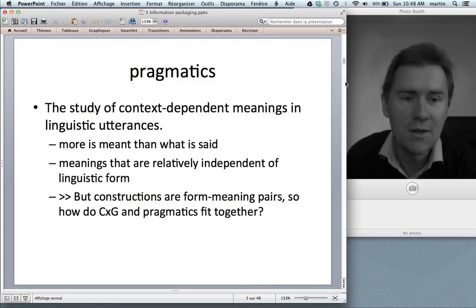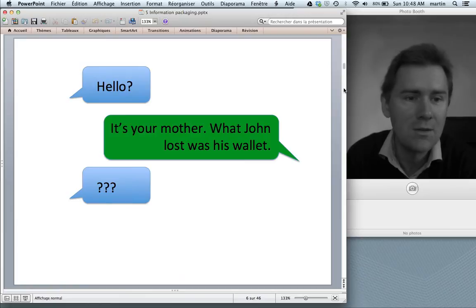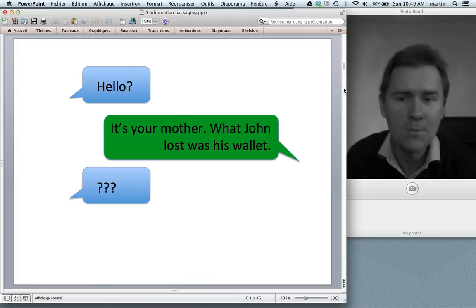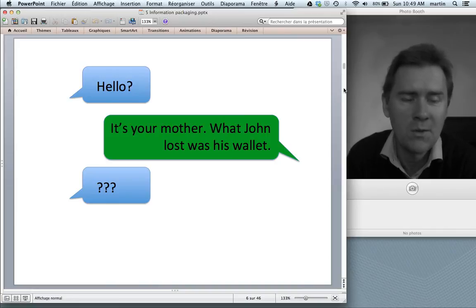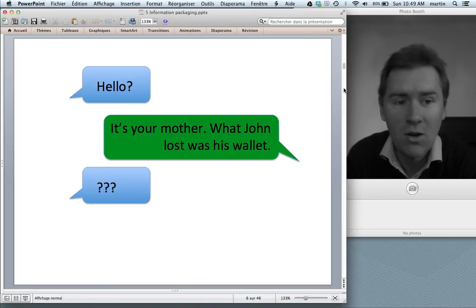To illustrate that, I have brought a little fictional dialogue between you and your mother. Imagine that your phone is ringing, you pick up, you say hello, and you hear a voice. It's your mother: "What John lost was his wallet." I think you would agree that this is a slightly odd way to open a conversation.